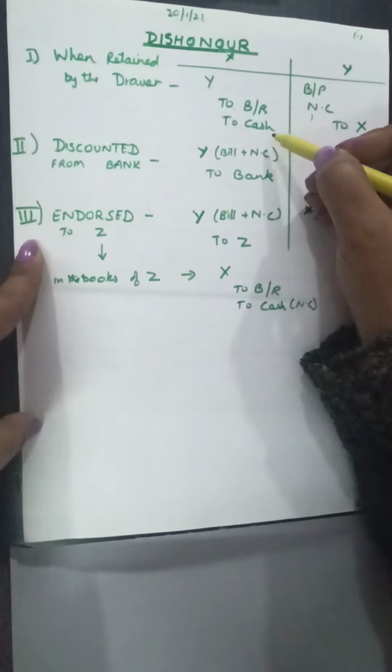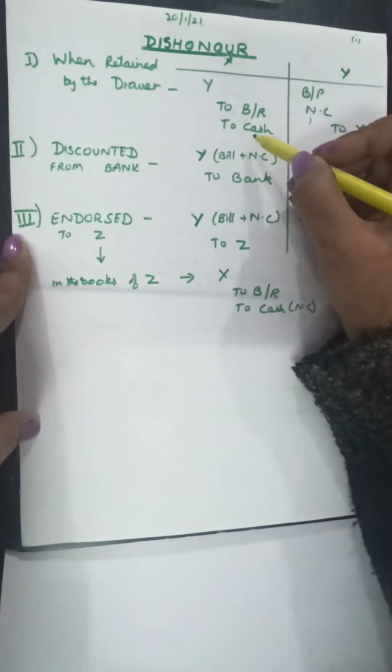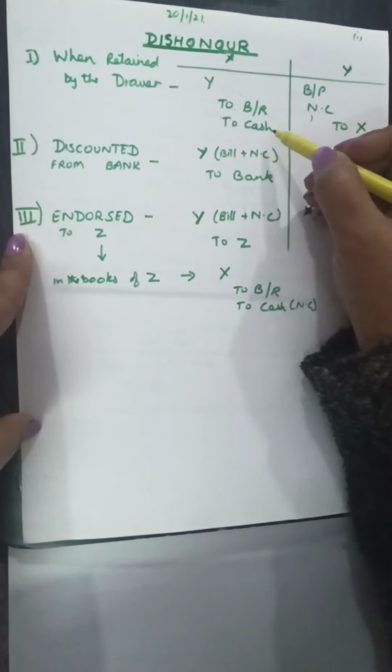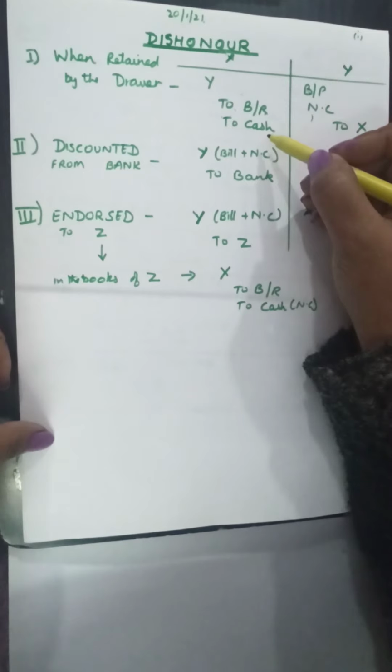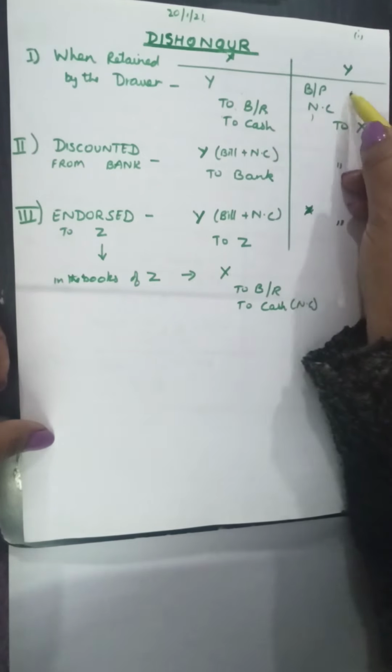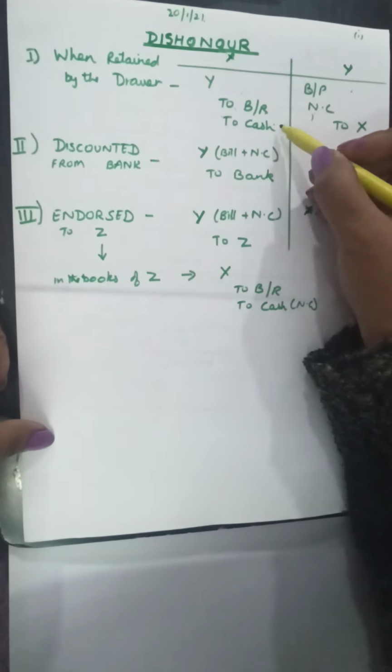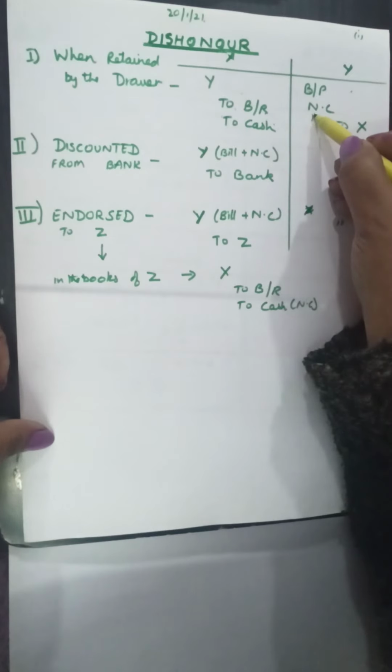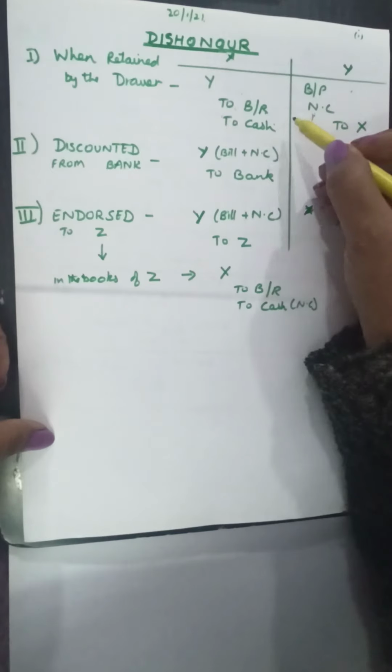And what is this cash? Cash is the noting charge. I told you, the noting charge is the fee that the drawer pays to the notary public for getting the bill noted down in the court. This is a court formality. So it is credited as cash in the drawer's books and entered as noting charges in the drawee's books. Why? Because the amount for both items is the same, but we cannot debit the same thing at two places.